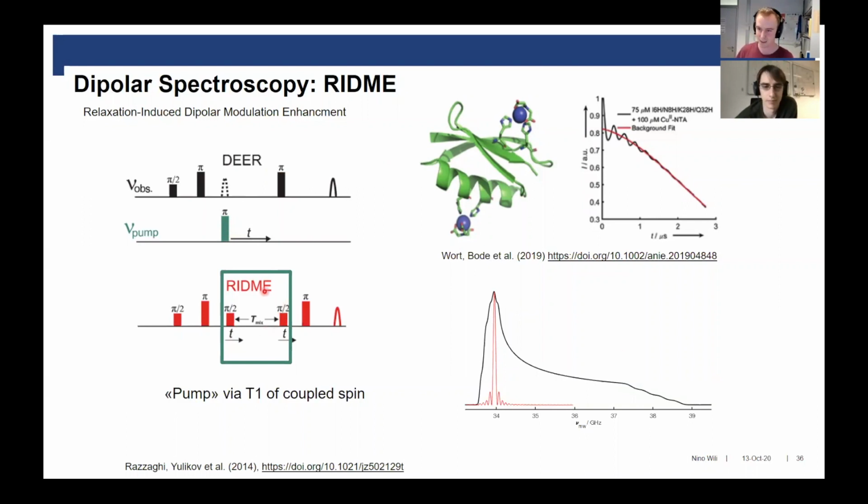But for example, this RIDME is very nice for coppers, because instead of pumping, you just store your magnetization along Z, and then you wait until the pair spin relaxed. And this, of course, has an infinite bandwidth. Of course, this relaxation is not necessarily the same for all orientations, but at least usually all of them do it. And that's how this RIDME is, I would say, very nice for labels with broad spectra.